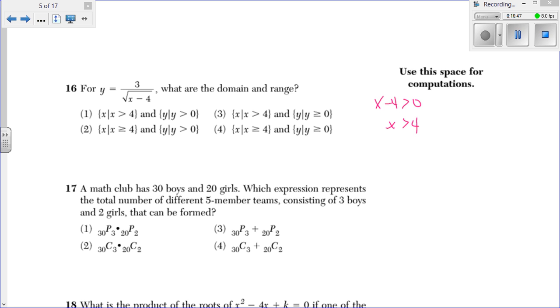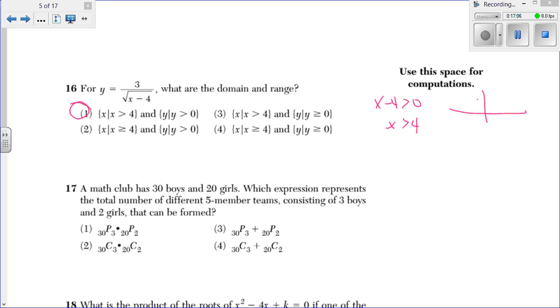Yep, I can see where my domain is. And then if I actually look at the graph, you can see that it never actually equals 0. It's just going to get real close to 0. So that would make it 16 is choice 1.